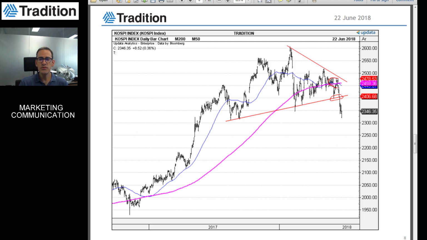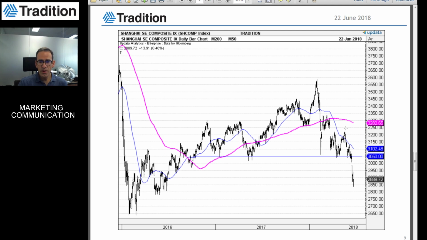If we look at KOSPI, South Korea, another significant technical breakdown. The rising 200-day moving average was already broken, and now a breakdown below an important technical support, below the lower part of a symmetrical triangle, so another quite negative technical event. The last chart I would like to show you in Asia is the Shanghai Composite. Once again, a breakdown below a key support zone. This week, a strong downside acceleration. So once again here, the mood is quite negative on the Chinese equities.